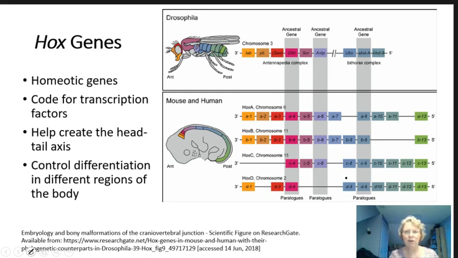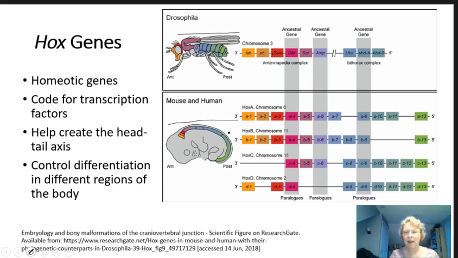Hox genes are another group of developmental genes. These are homeotic genes which code for transcription factors that will turn on other genes. They are important for creating the head-tail axis of the body and controlling differentiation in different regions of the body. So determining what organs form where. The pattern that we see is that there are fewer Hox genes in simpler body types. Mammals like a mouse or human have more Hox genes than the body plan of a fly, which is relatively simple.